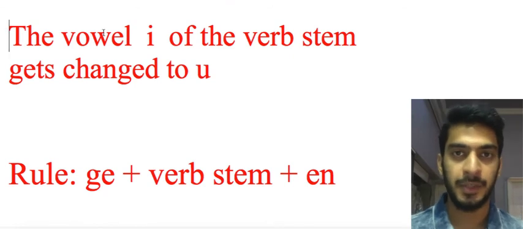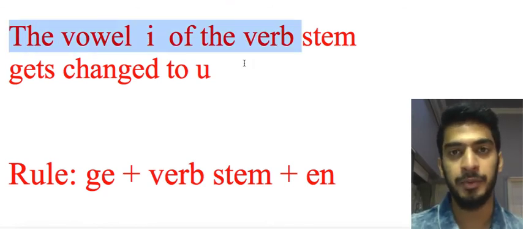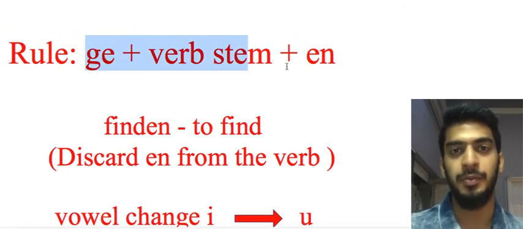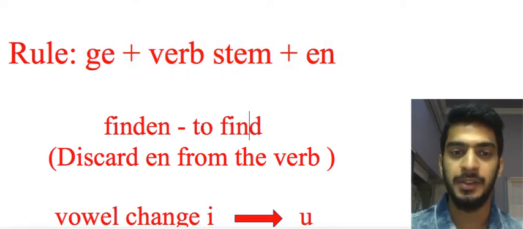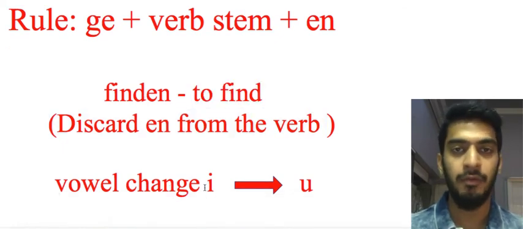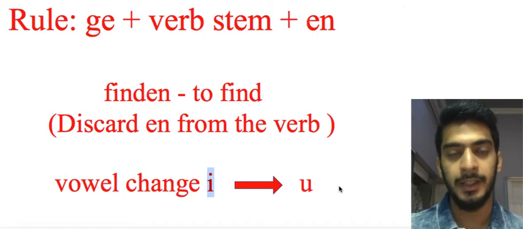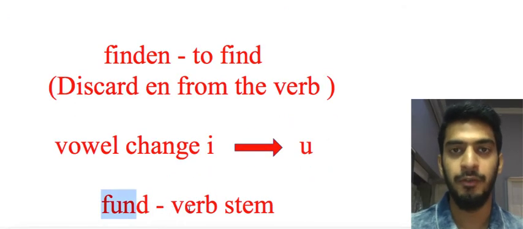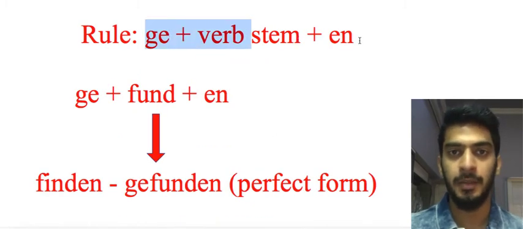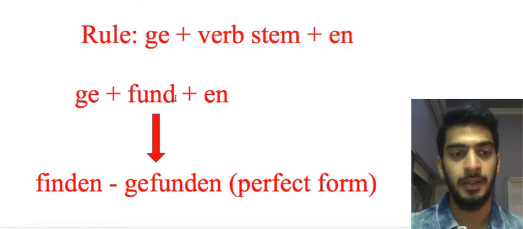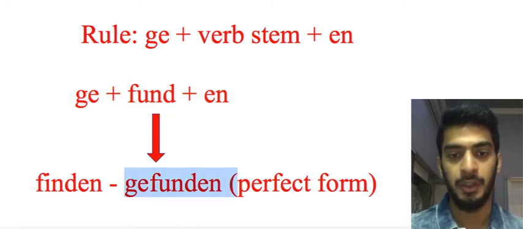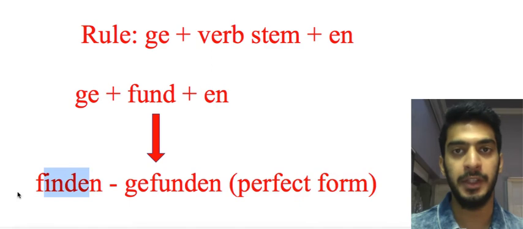Now we have the variation with the same category. The vowel i of the verb stem gets changed to u. We have the same rule, ge plus verb stem plus en. The verb is finden, which means to find. Discard en from the verb and we have a vowel change here. The vowel i changes to u. So we get fund, which is considered as the verb stem. Follow the same rule, ge plus verb stem plus en. Write ge, then fund, then en. We get gefunden, which is the perfect form of the verb finden.